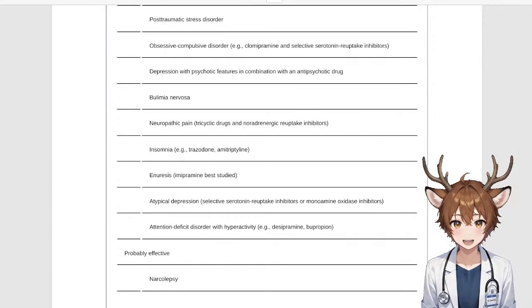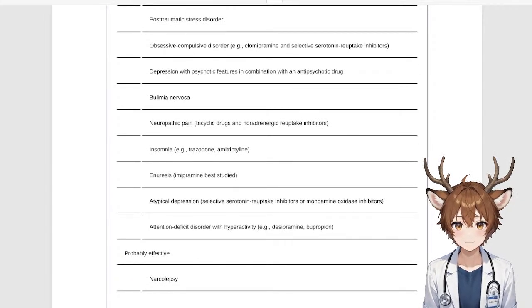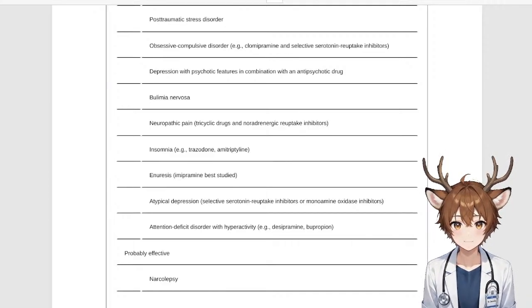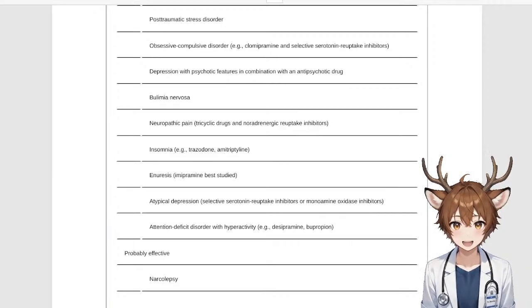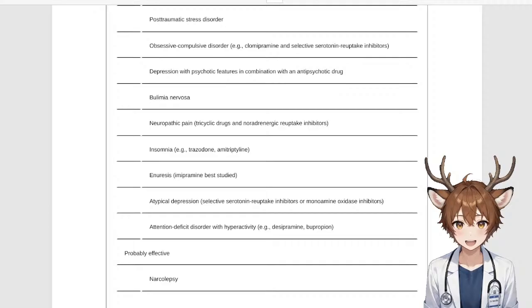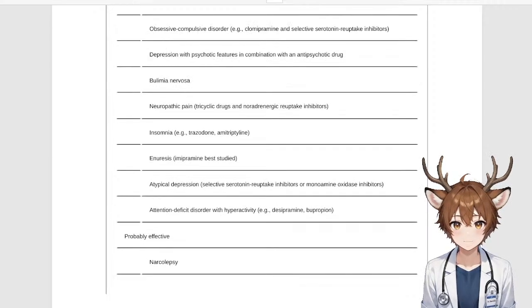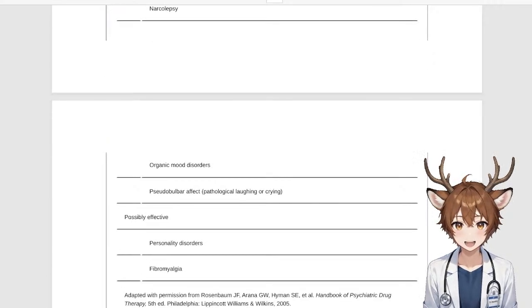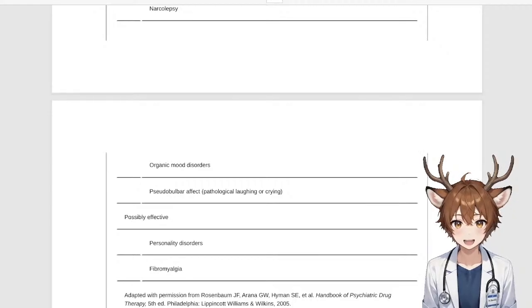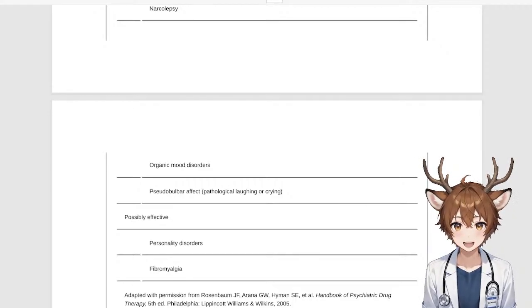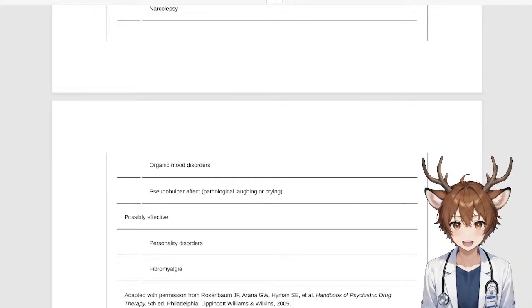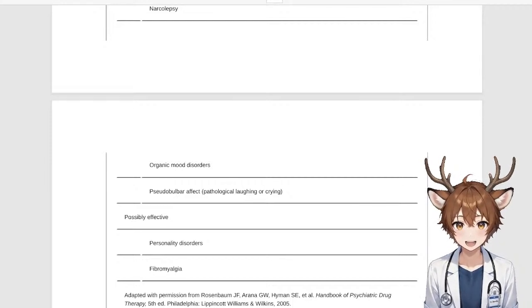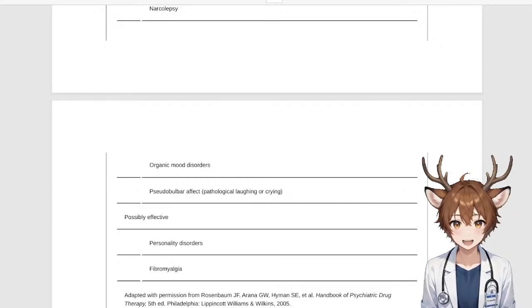ADHD, attention deficit disorder with hyperactivity. Well, I guess that would be ADD with hyperactivity. You can use desipramine or bupropion for that. Probably effective. It might be useful for narcolepsy. Antidepressants may be useful for organic mood disorders. They might be effective for pseudobulbar affect, like pathological laughing or crying. And they might possibly be effective for personality disorders and maybe fibromyalgia.